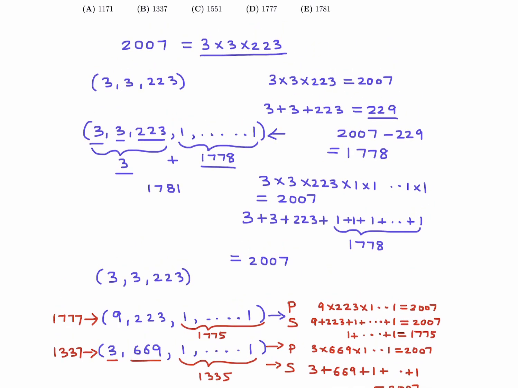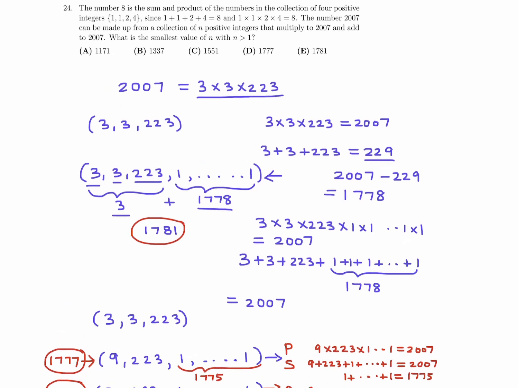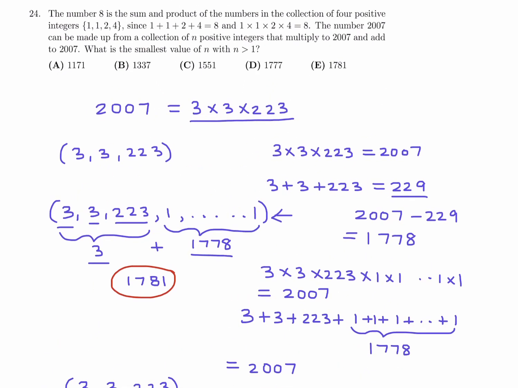I initially got a value of 1781, then I got 1777, and then 1337. And obviously 1337 is the smallest. So that is the answer to number 24, which is choice B.